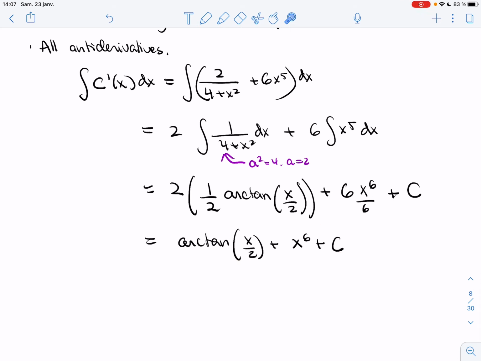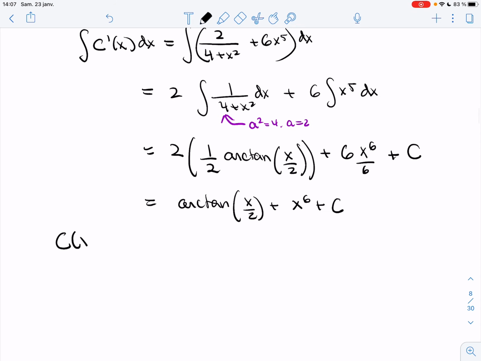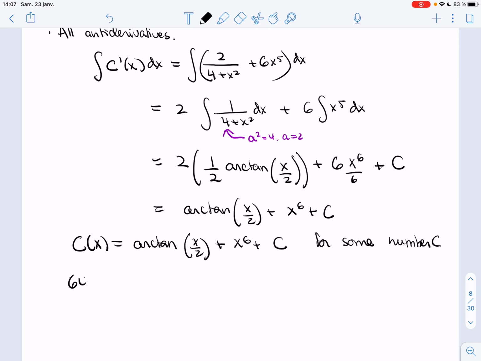I'm looking for one specific one, so I need to figure out which value of c would fit my extra condition that c of 2 is 64. All right, so I get that c of x is equal to arctan of x on 2 plus x to the 6 plus c for some number c. And so if I look at 64, which is c of 2, that's arctan of 2 on 2, arctan of 1, plus 2 to the 6 plus c.